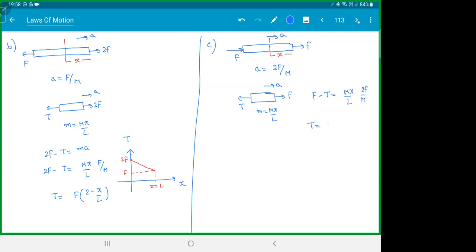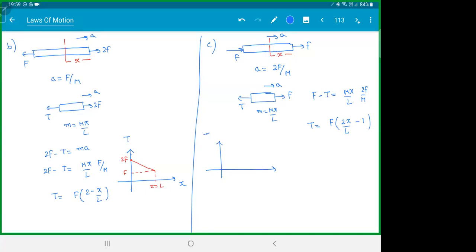We get tension will be F into 2x by L minus 1. So this is actually, when x is equal to 0, you get positive, and when x is equal to L, you get negative there.